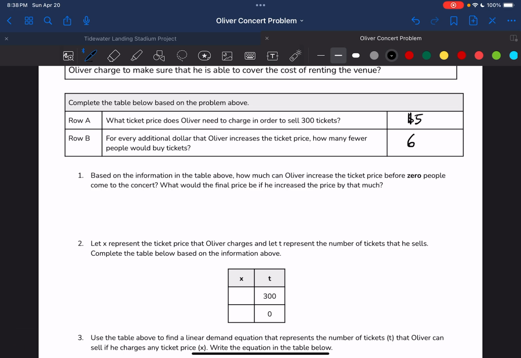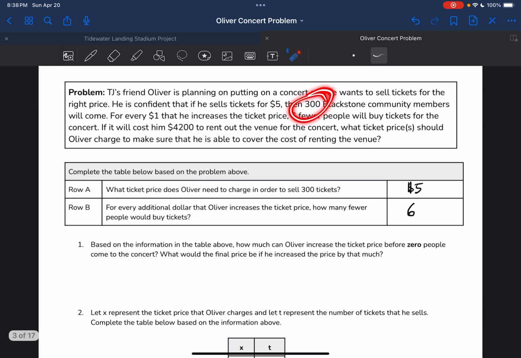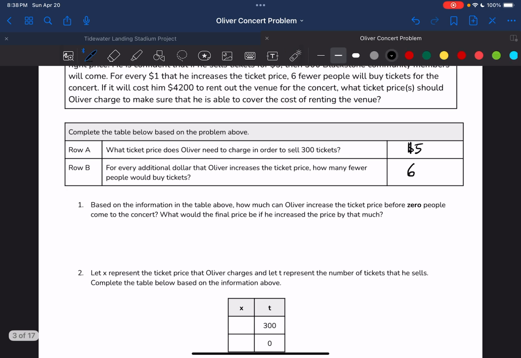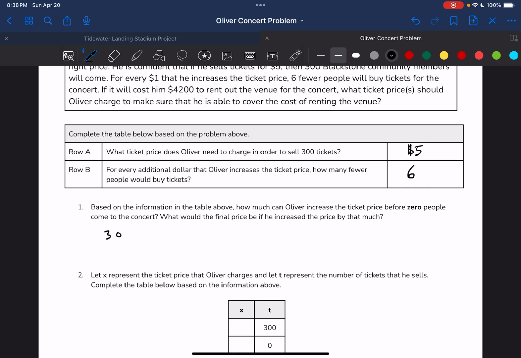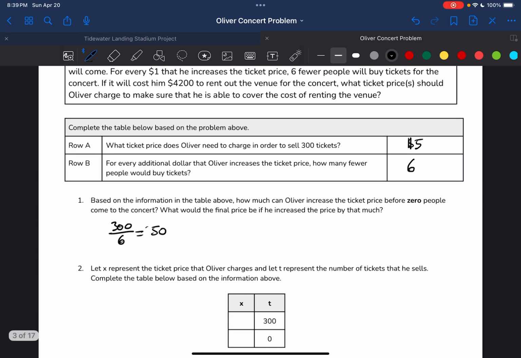We can figure out how many times 6 goes into 300, right? If every dollar that he increases reduces the number of people by 6, then he would need to increase the price 300 over 6, which is equal to 50 times, or $50. If he increased the price $50, or 50 times, then each of those would have 6 fewer people coming, resulting in all 300 people no longer coming, right? How many times does 6 go into 300? 50. So if he increases the ticket price $50, then no one will come.